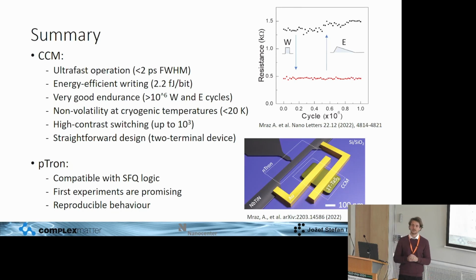To summarize, I've presented some new devices, the charge configuration memristor as well as the Pitron device, and some basic operations. We've seen that the CCM can be manipulated with ultra-short pulses. It can be very energy efficient, and there is also one thing that I didn't mention, but it's also very robust, so it can easily survive more than 1 million write-erase cycles. It's non-volatile at cryogenic temperatures, so it's suitable for some superconducting or quantum applications. It can also achieve very high contrast switching, and it has a pretty straightforward design, so it's not some complicated structure.